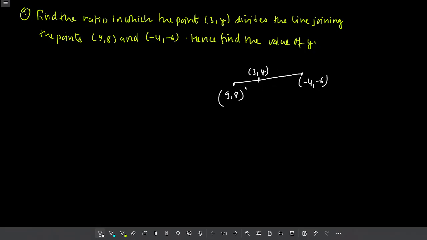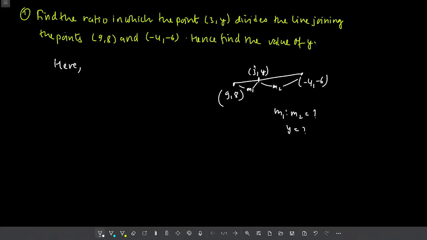This 3 comma y is dividing this line in the ratio of m1 is to m2, and we need to find m1 is to m2 equals what. And next, what is the value of y? These are the two questions that we have to answer. For this, we will use the section formula, for internal division.